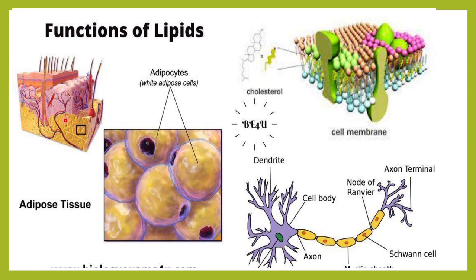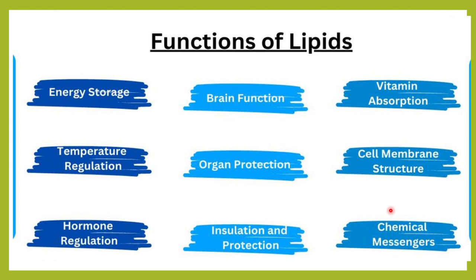So you can see here the adipose tissue, here you can see the membrane which is made up of lipid. Here you can see the myelin sheath which is made up of this lipid. So the functions of the lipids are: energy storage, brain function, vitamin absorption, temperature regulation, organ protection, cell membrane structure, hormone regulation, insulation and protection, and also acting as a chemical messenger.